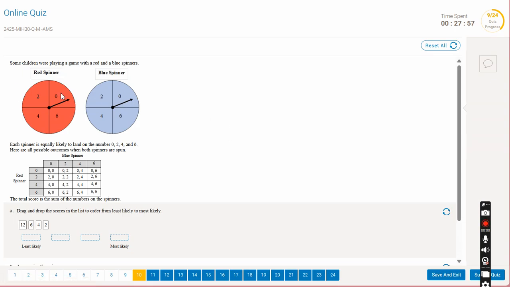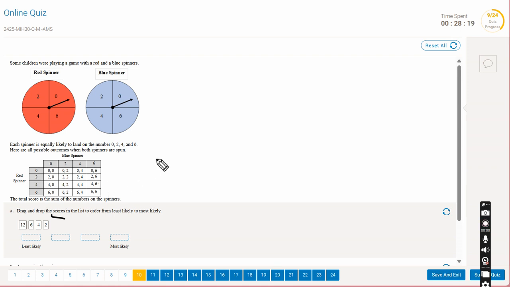Now here again, what are they telling you? Some children were playing a game with red and blue spinners. Each spinner is equally likely to land on the number 0, 2, 4, 6. Here are all possible outcomes. So here they're supposed to be actually the sum of these numbers, right? So you can write the sum, because what did they tell us at the bottom? The total score is the sum of the numbers. So here, what are they asking for the score? It's actually the total sum of the number.